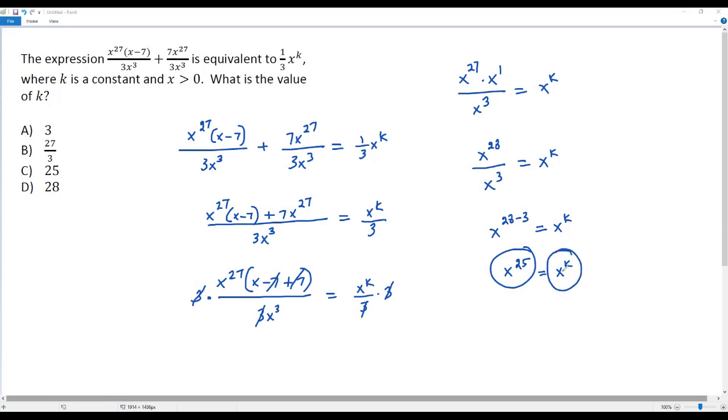Now, two powers are equal with the same base x. Whenever two powers are equal with the same base, we can equate the exponents. When I do so, I am getting 25 equals k. Okay, here I got the value of k, that is 25. We find 25 in answer choice C. The correct answer choice for this question is C.